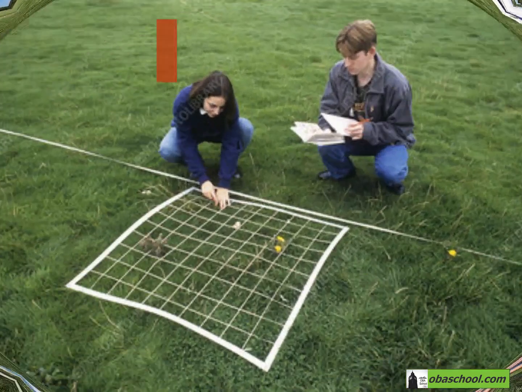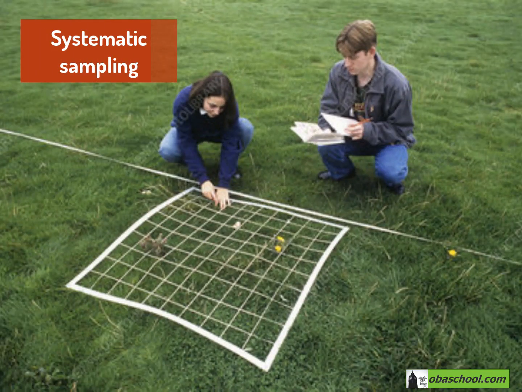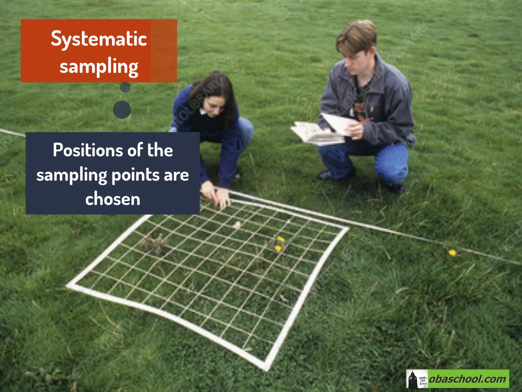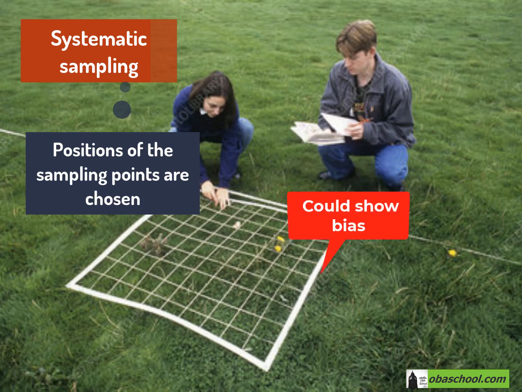On the other hand, in systematic sampling, the positions of the sampling points are chosen by the person carrying out the sampling. This means that there is a possibility that the person choosing could show bias toward or against certain areas. And this could be unrepresentative of the whole area.